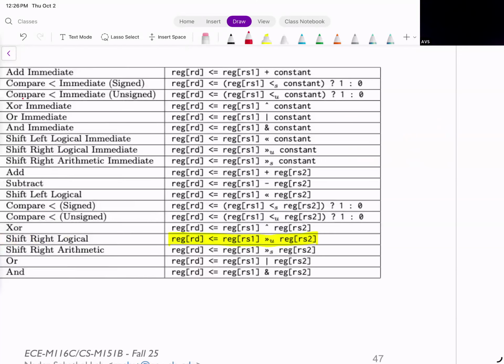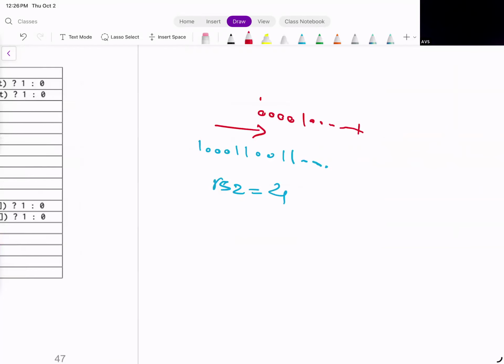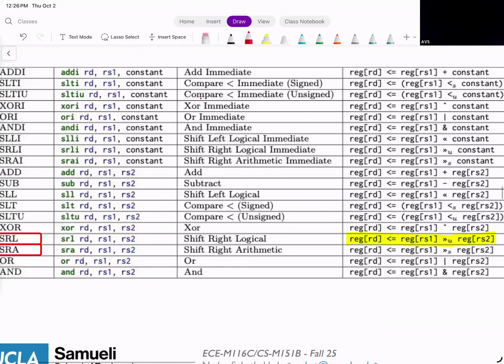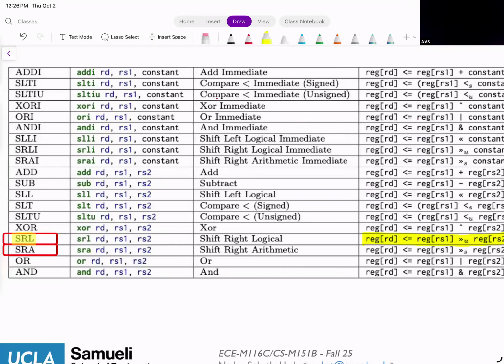But as you can see, when I'm shifting things to the right, I need to decide what to do with the sign. So do I sign extend? For example, in this case, do I put ones here or do I put zeros here? Because if I put zeros here, then basically I'm flipping the sign. If I put 1, I'm basically sign extending. So this is the difference between logical and arithmetic. That's why we have shift right logical and shift right arithmetic.